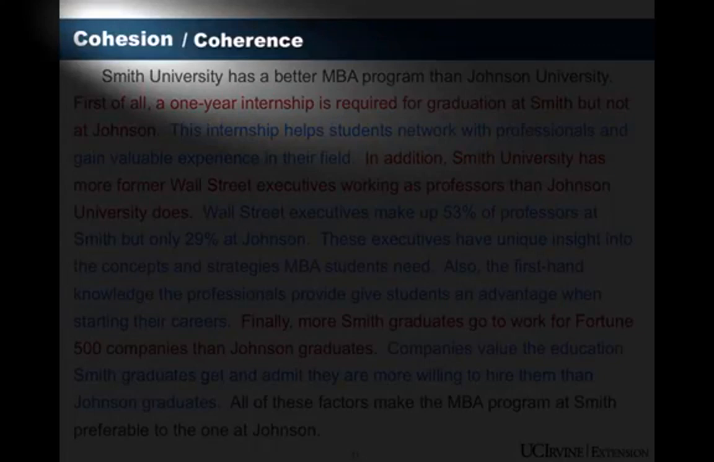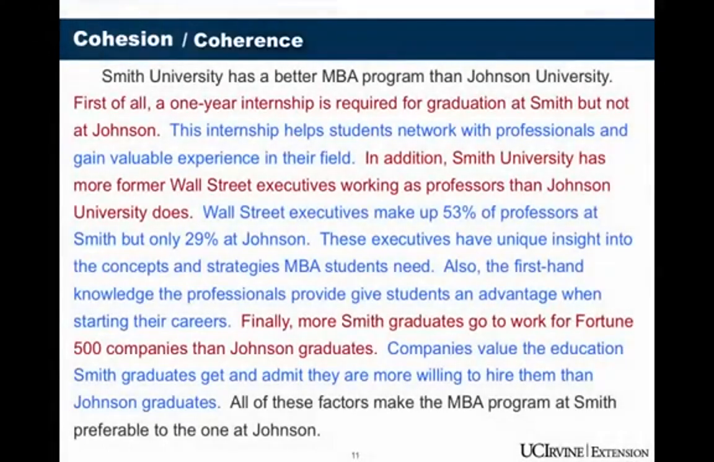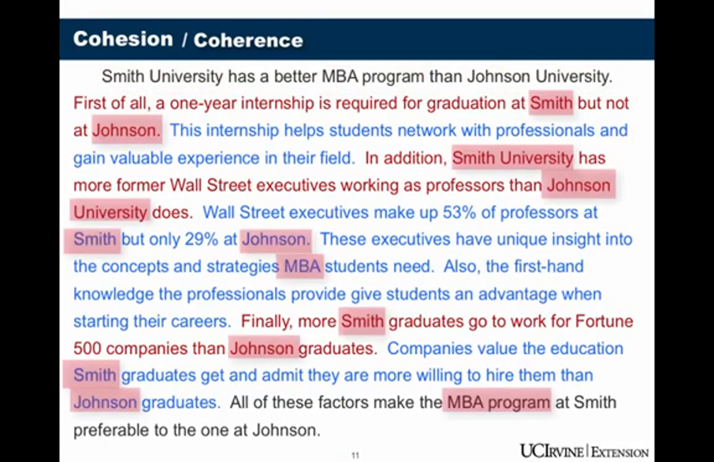We also need to check our paragraph for cohesion. That means we need to make sure all of the ideas flow smoothly. To create cohesion, we use transitions on our supporting ideas. We can also use transitions on some of our details. We also use repetition or repeated words or synonyms of our keywords. Our topic sentence uses the words Smith, Johnson, and MBA program. So we repeat those words throughout the paragraph.